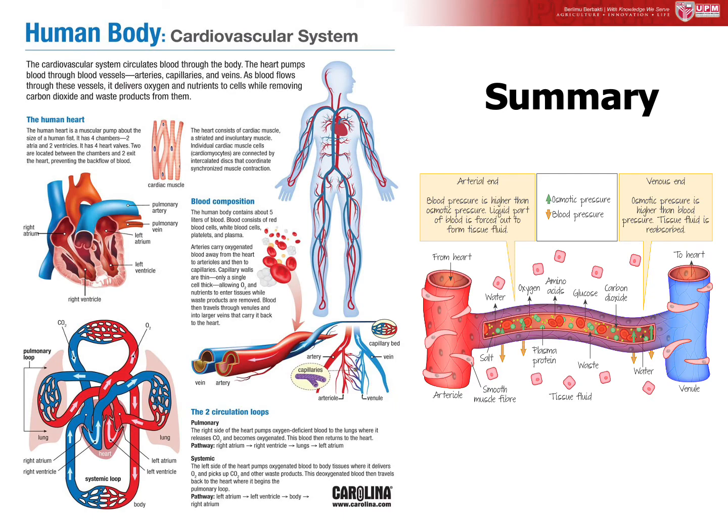Okay, so this is the summary of the topic cardiovascular system. The cardiovascular system circulates blood throughout the body. The heart pumps blood through the blood vessels, which are the arteries, capillaries, and veins. As blood flows through these vessels, it delivers oxygen and nutrients to cells while removing carbon dioxide and waste products from them.